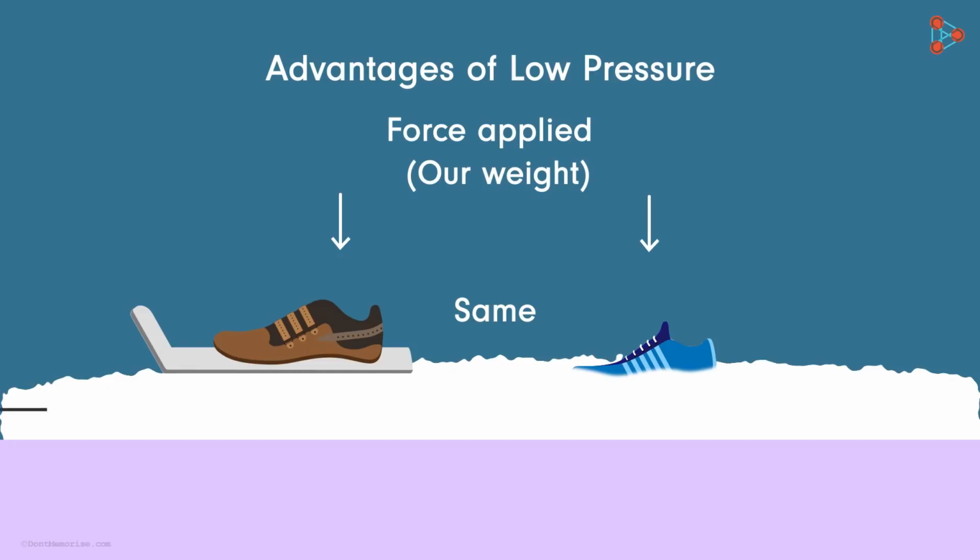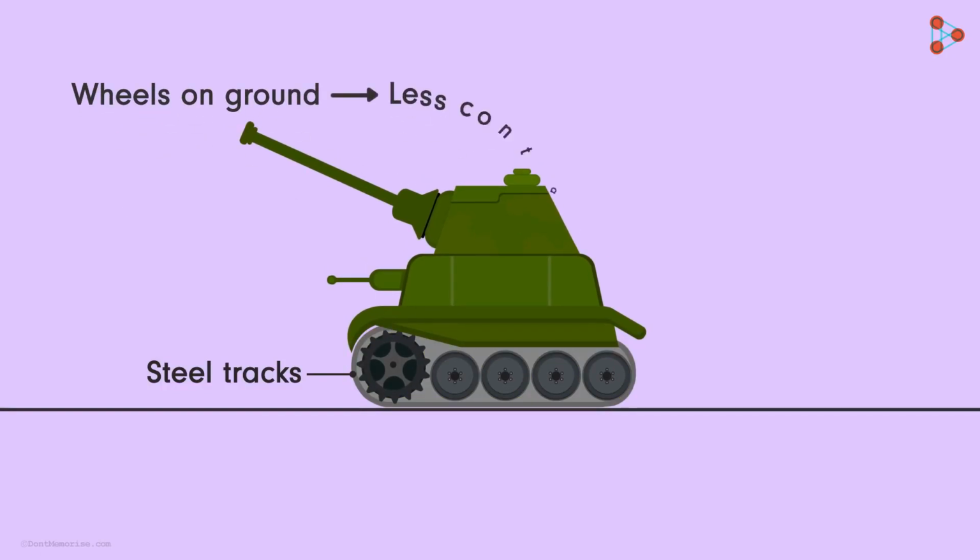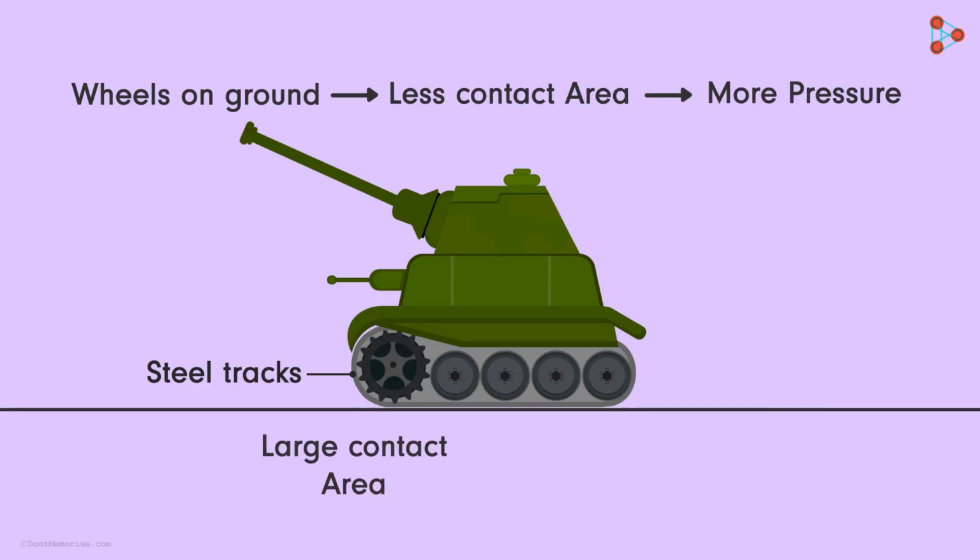Have you ever wondered why the wheels of an army tank run on the steel tracks rather than on the ground? Notice that the wheels are on steel tracks and are not touching the ground. The army tank is huge in size. If the wheels run on the ground, due to less contact area with the ground, the pressure on the ground will be massive. However, the tracks have a much larger area of contact with the ground and hence the pressure on the ground is reduced to a great extent.